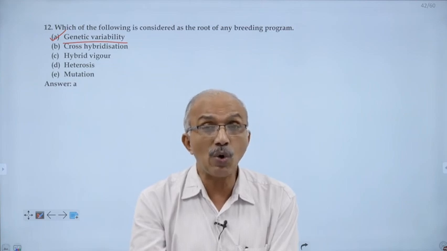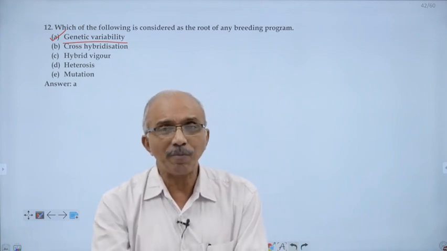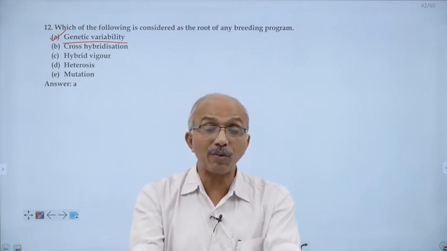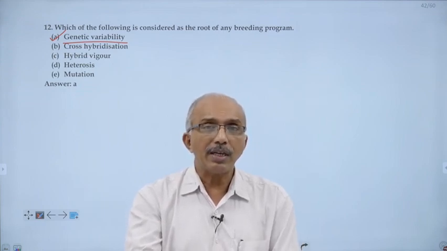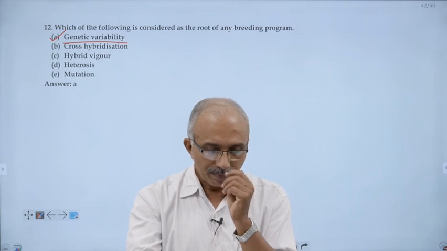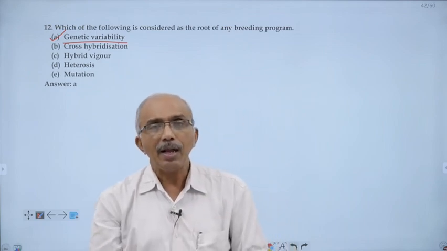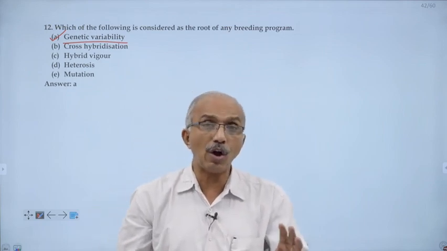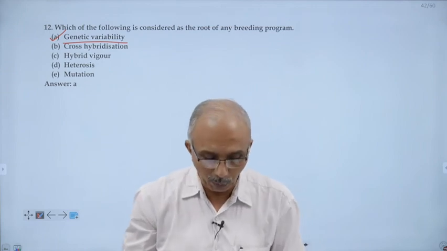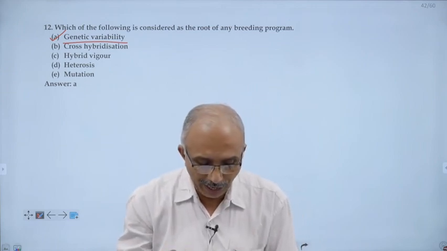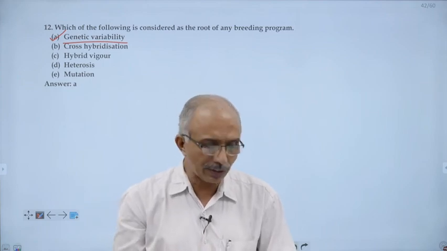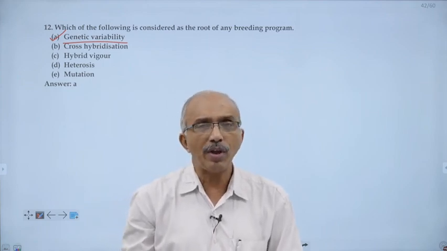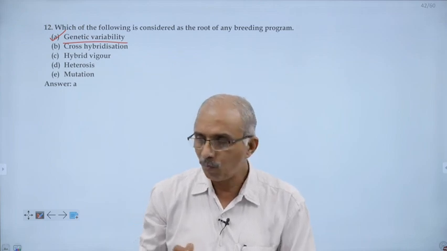If there is no variation, if there is no genetic variability, then there is no question of a plant breeding program. Only if there is genetic variability is there a plant breeding program. So genetic variability is the fundamental basis. It is the root of a plant breeding program.